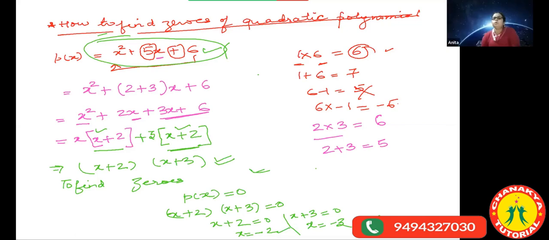Okay. So today we have learned about the polynomial. What do you mean by polynomial? Then classification of polynomial on the basis of terms. Then classification of polynomial on the basis of degree. Then linear polynomial and quadratic polynomial. Then we have learned about how to find the zero of linear polynomial and quadratic polynomial.